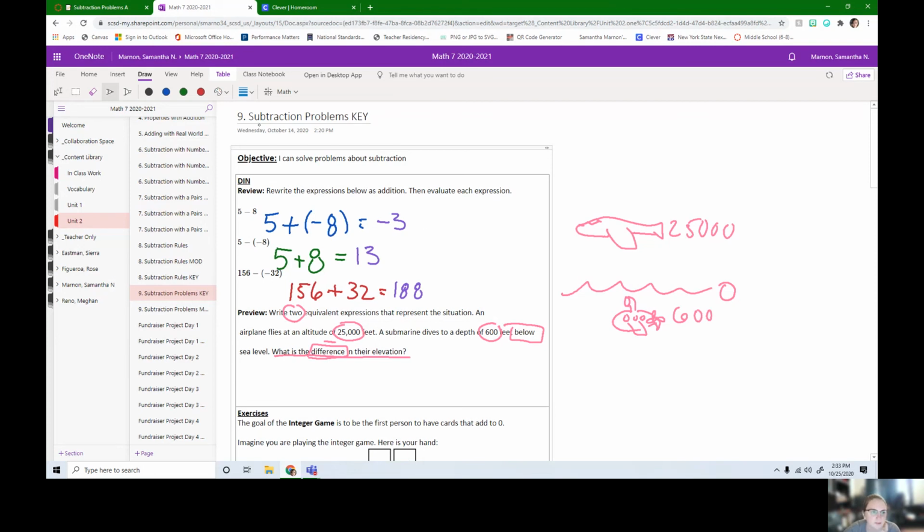So if I look at this, below sea level really means this is negative 600. And if I just look at the distance, this distance is 25,000. This distance is 600. So it's like we have to add them. But difference tells us subtraction. So really the first one we can write is 25,000 minus the negative 600. That 600 below is really negative. Or we can show it, we know distance is positive, we can add 600. And those are our two expressions.